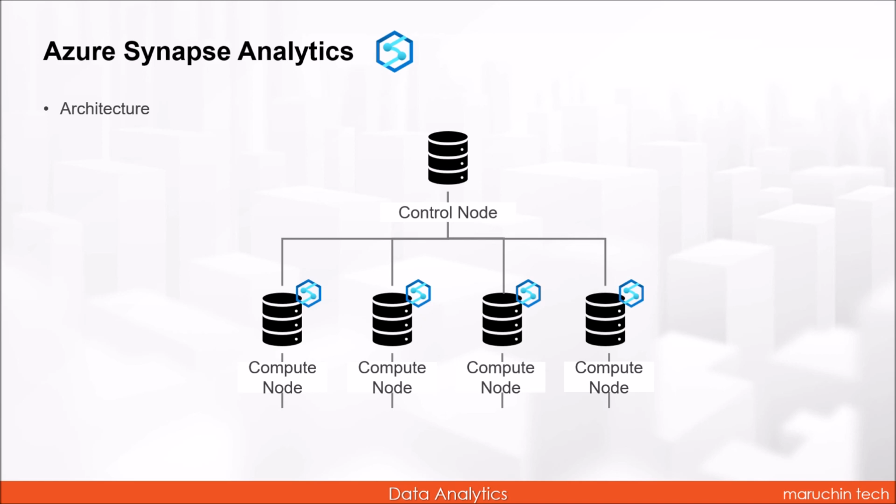Now I will introduce the architecture of Azure Synapse. Azure Synapse consists of a control node and multiple compute nodes. The compute nodes perform the analysis tasks, and the control node controls each compute node. The control node sends instructions to the compute nodes for parallel processing. And this kind of process is called MPP, massively parallel processing.